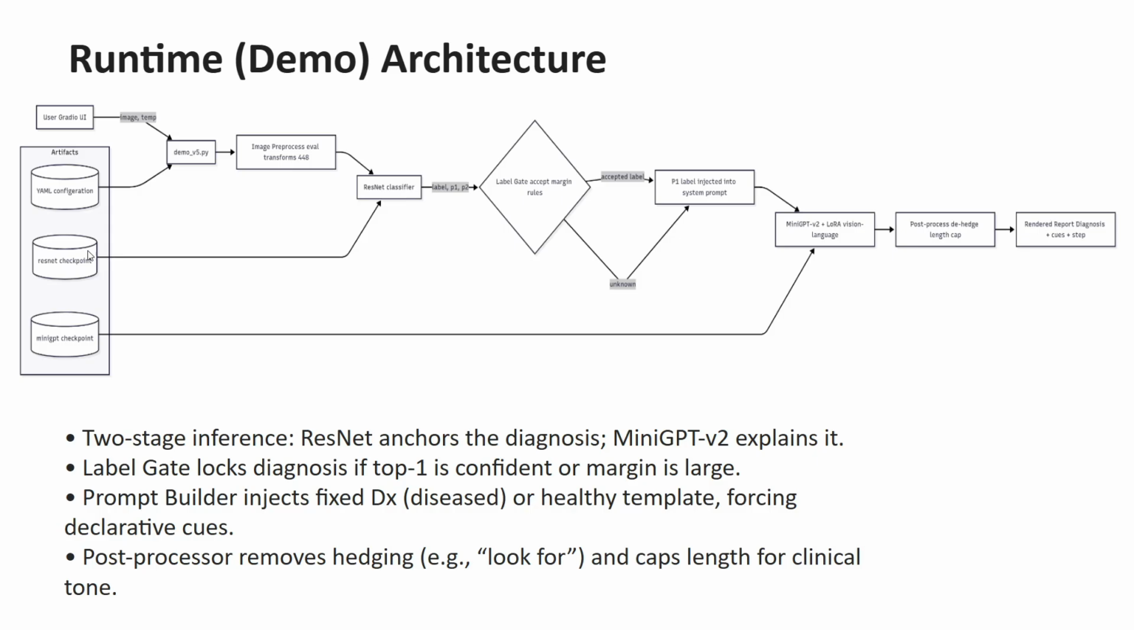And as you can see, high confidence means an accepted label, and that accepted label is injected into the system prompt, and that is a fixed diagnosis. If it is an unknown diagnosis, as in it doesn't have high confidence in anything, then the model is simply told to explain the image the best it can. That diagnosis is rendered and sent back to the user in the form of a caption.